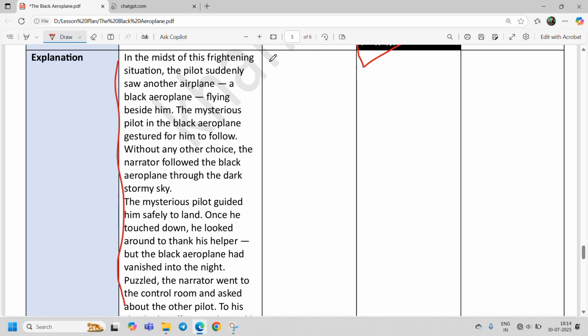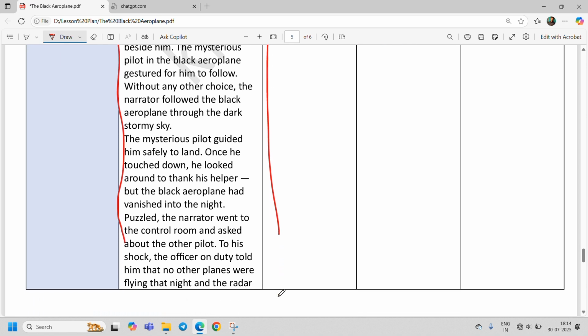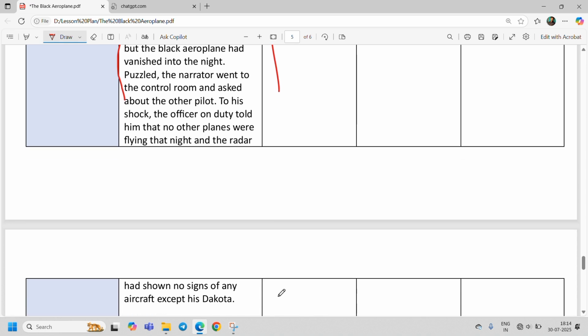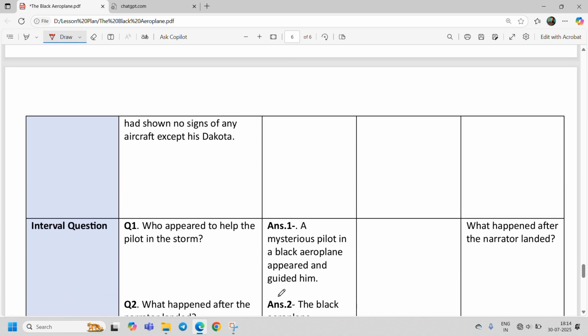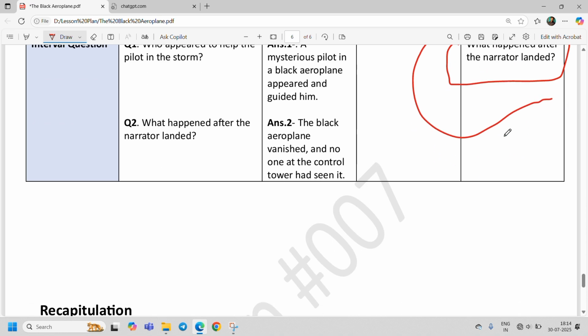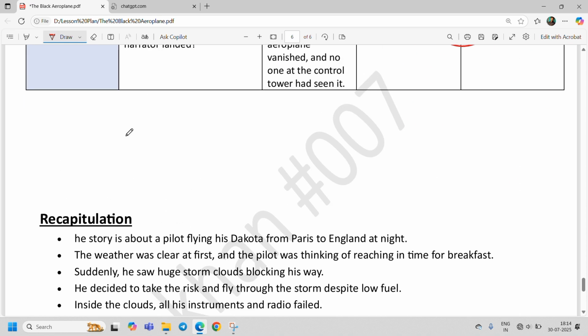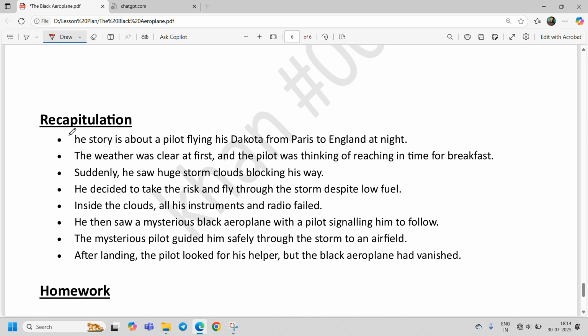You can see. After explaining, we again ask interval question and the same question in the evaluation column. After writing interval question, we write the recapitulation. Here it will be: the story is about a pilot flying. Okay, after writing recapitulation, we write homework.